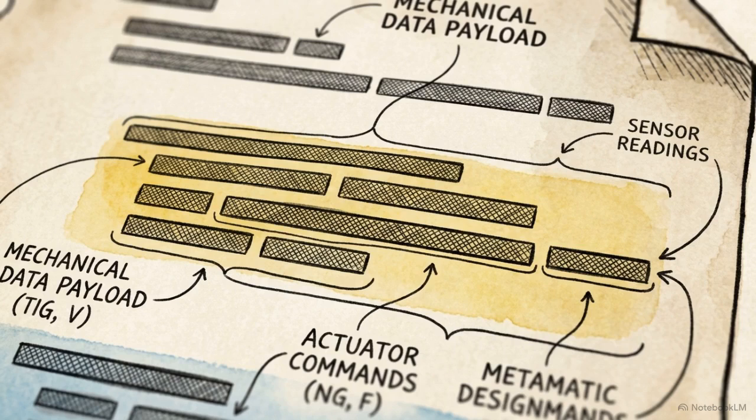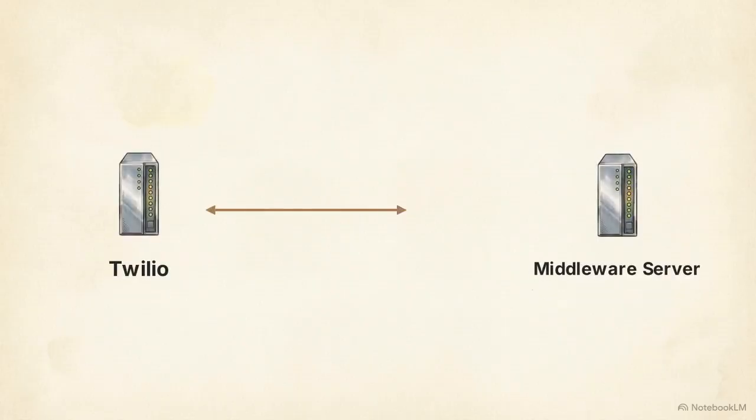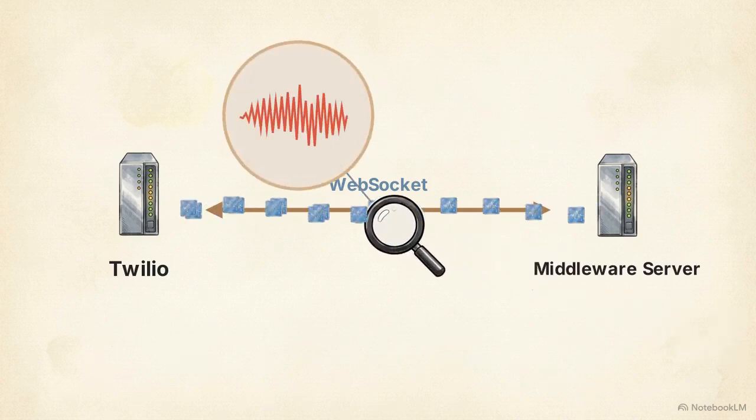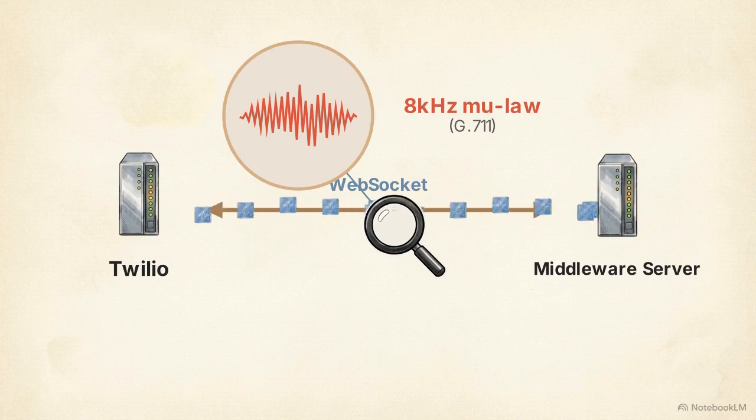To gain real-time access to the caller's audio, developers use a specific TwiML payload containing the connect and stream XML verbs. This instruction forces Twilio to open a bidirectional WebSocket connection to the middleware server. Twilio chops the live audio into tiny frames, firing them to the server every 20 milliseconds. These packets arrive in a rigid legacy format to minimize bandwidth, 8 kHz mu-law.